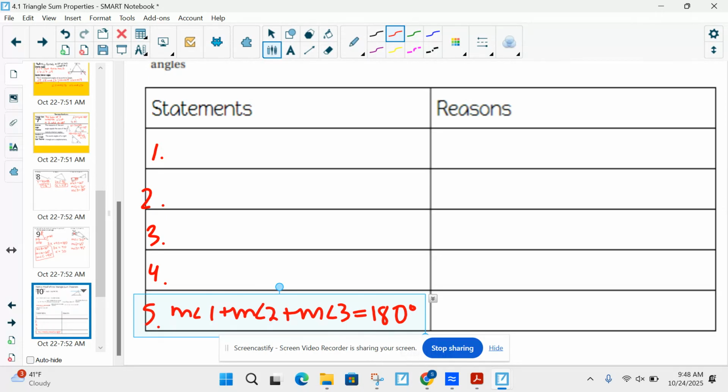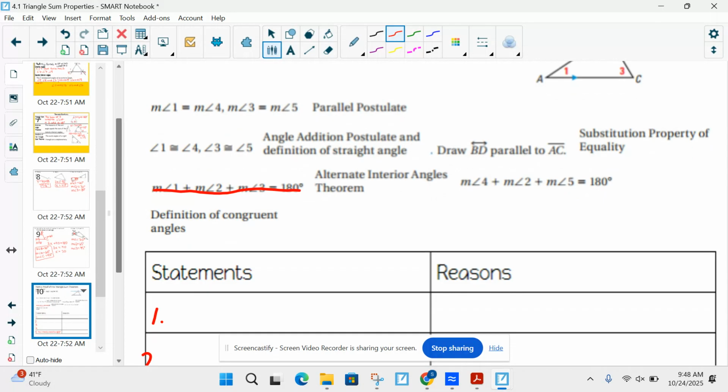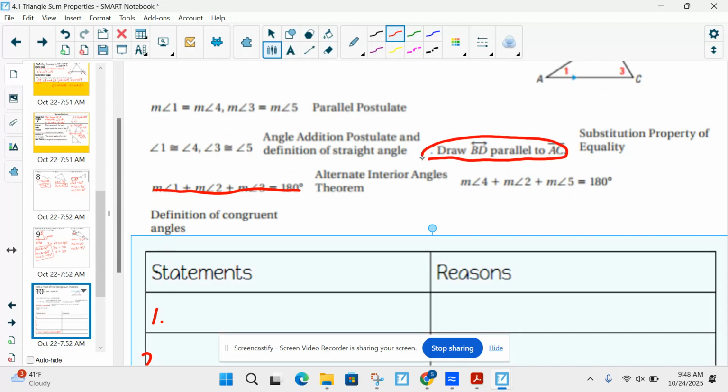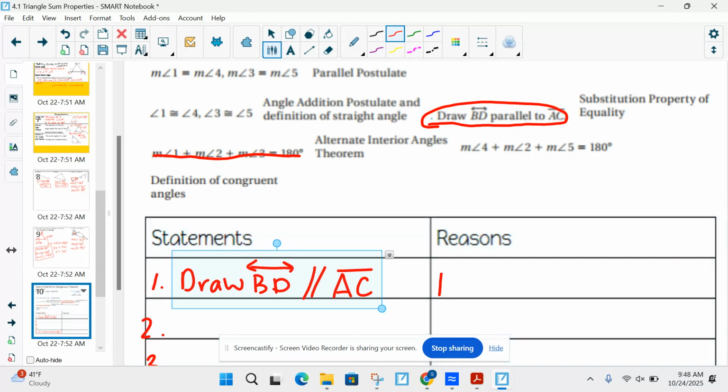Okay, but the first step is going to be the trick that they're doing. They're drawing a line parallel to AC. They're adding a line. So it's this one. So draw line BD parallel to line AC. Well, what this is called is the parallel postulate. Okay, don't worry about that too much right now.